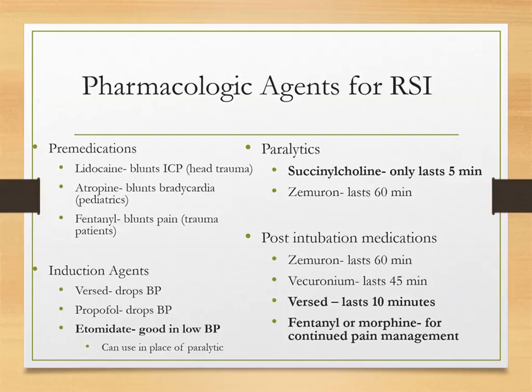Then we move to paralyze. And so with our pre-treatment, we give any pre-treatment medications, and then we give our induction medication, and about 30 seconds later we can go ahead and give our paralytic. Then we need to make sure that we place our tube, and then we provide our post-intubation management and go from there. So that was RSI.